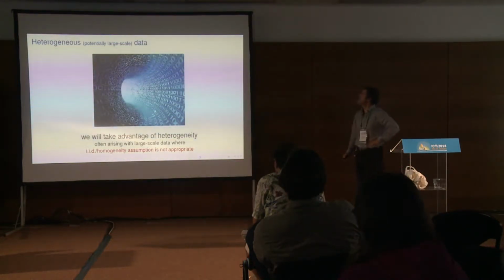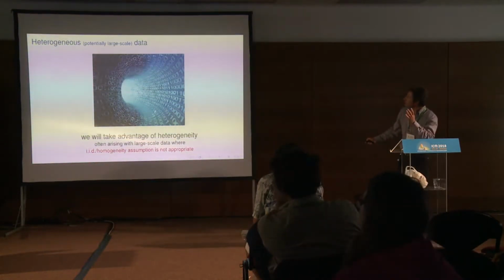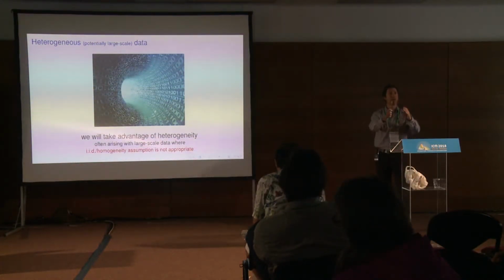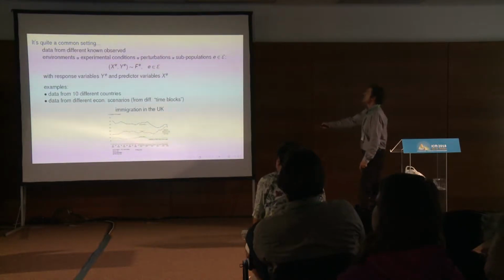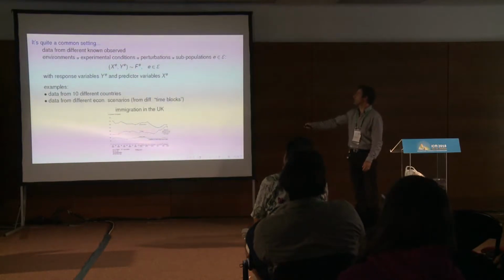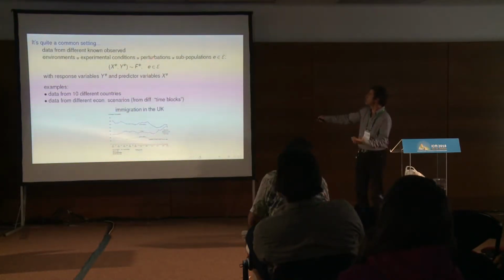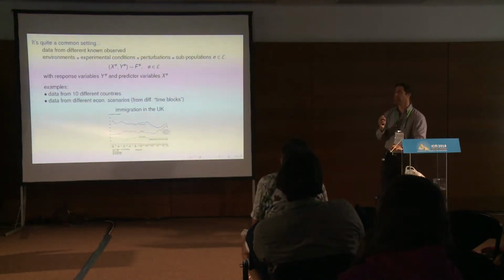So this is heterogeneous large-scale data. This is a cartoon picture. I try to convince you that we can take advantage of heterogeneity, which often arises in large-scale data where an IID or a stationarity assumption is not appropriate. And so here's my setting. I try to give the framework. We assume that we have data from different known environments, or I could call it an experimental condition, or a perturbation, or a subpopulation, and I denote them all with a little E for an environment.